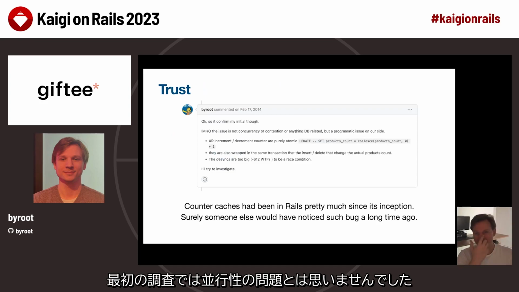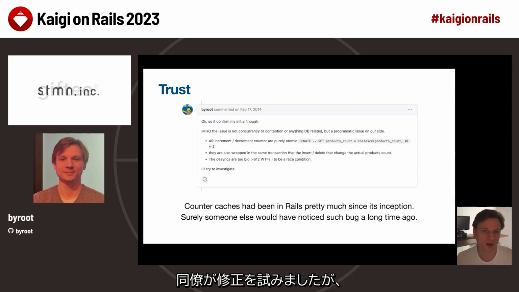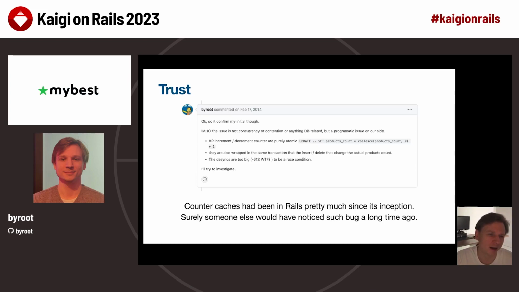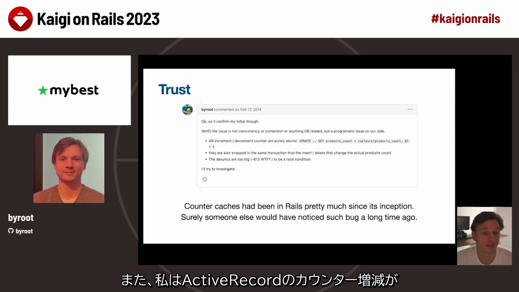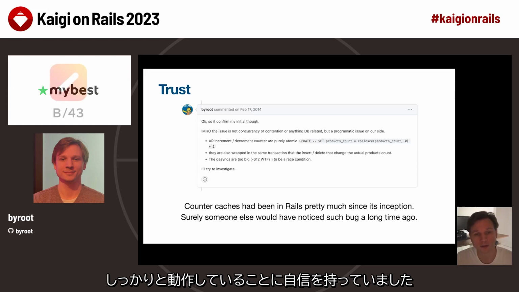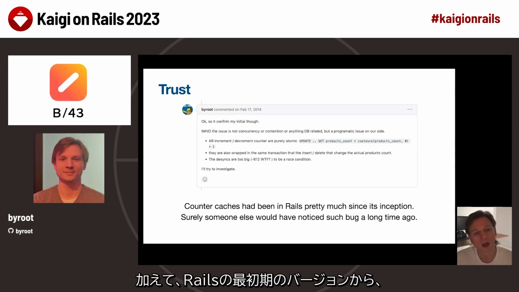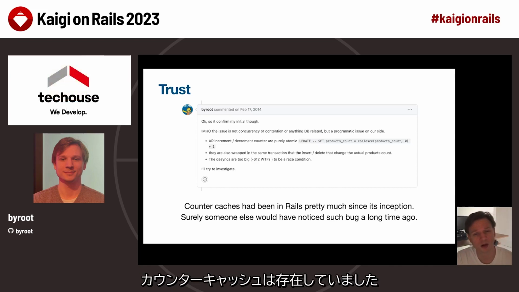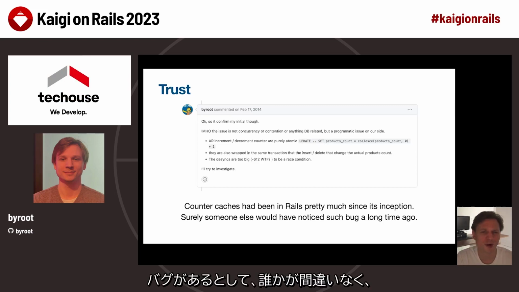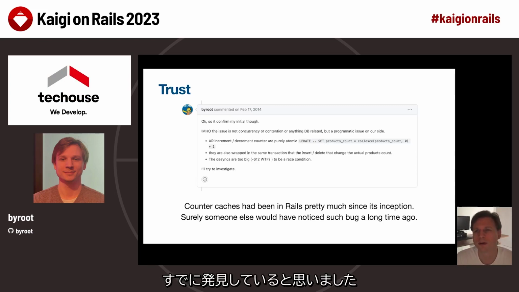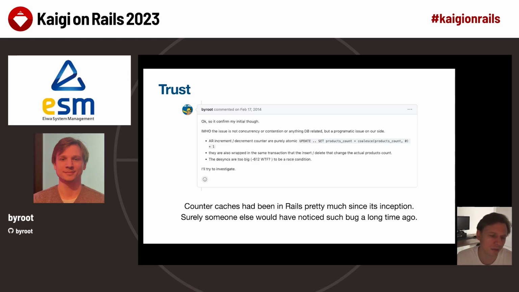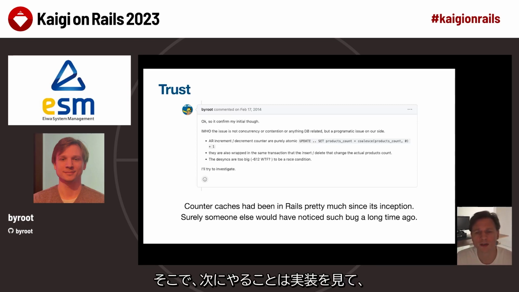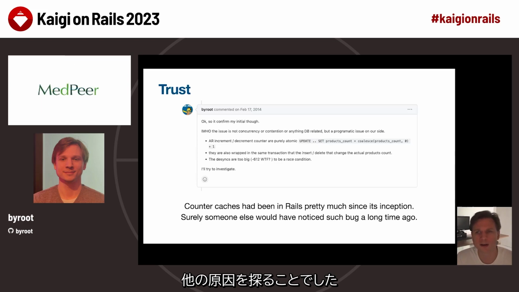In my initial assessment, I didn't believe it could be a concurrency issue, because that was what previous people trying to fix this bug assumed and failed to do so. And I was also very confident that Active Record atomic incrementation was very sound, very foolproof. And counter caches had been in Rails pretty much since the very first version. So surely someone would have noticed such a bug a long time ago if it existed. So the next step was to go look at the implementation to see what else it could be.